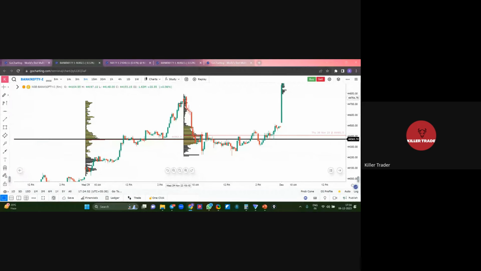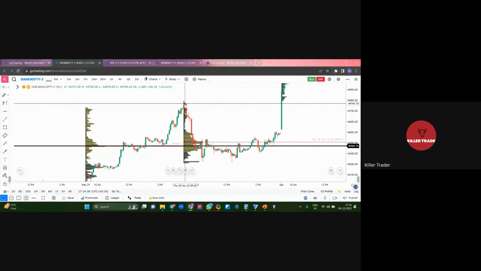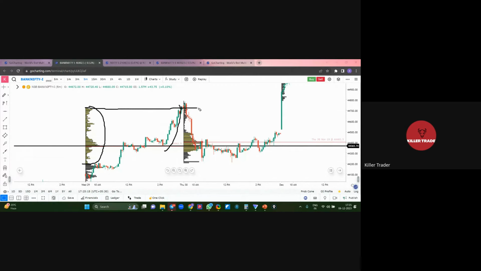For example, look at this. On 30th of November, we opened around the previous day's high. This is on this day, on Wednesday, that is at 325. We closed right at the highs. What did we discuss just some time back? That if price is closing at the highs and your value area is also to the upside, for a breakout from here, there is a higher possibility.